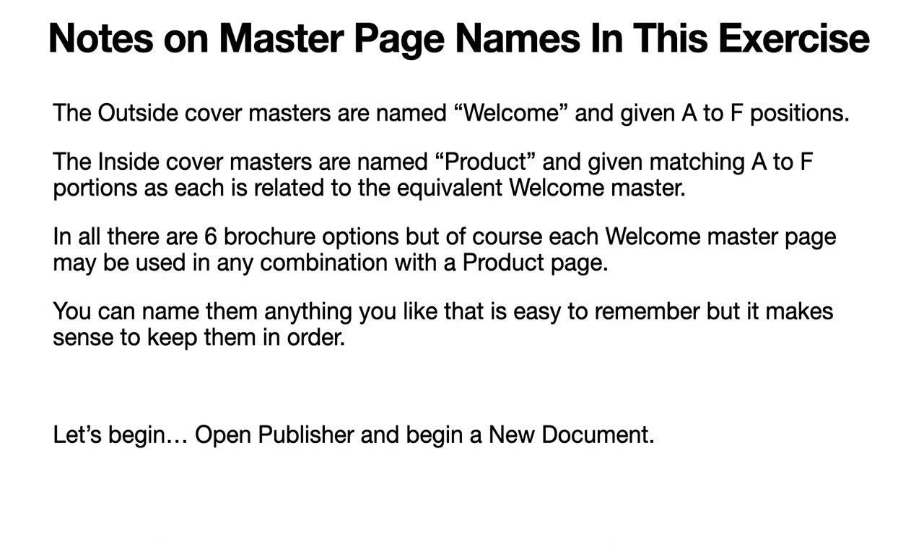In all, there are six brochure options, but of course, each welcome master page may be used in any combination with any product page. Now, you can name master pages anything you like. That's easy to remember, but it makes sense to keep them in order if you've got more than one. So let's begin. Open Publisher and begin a new document.